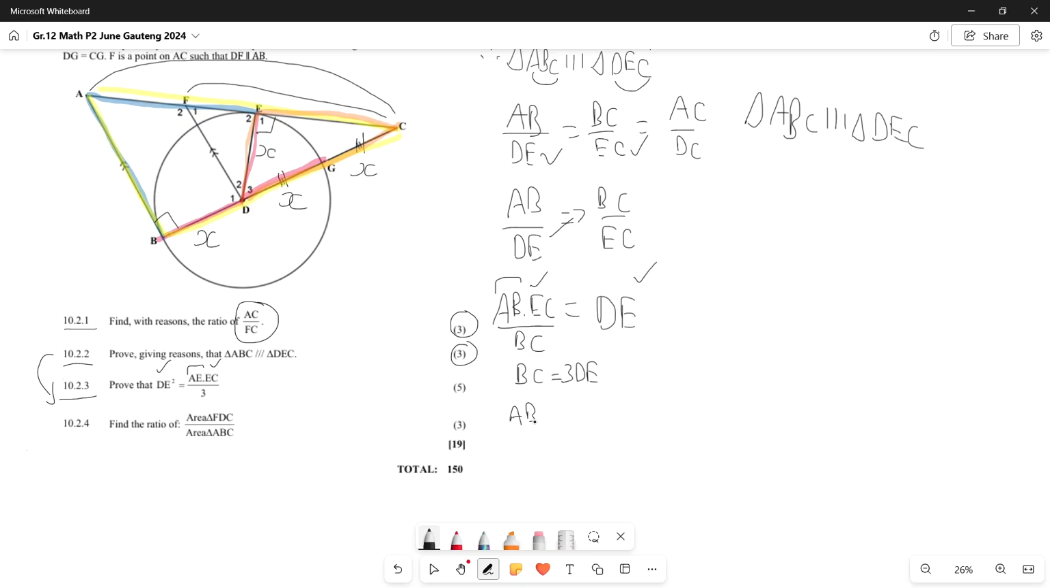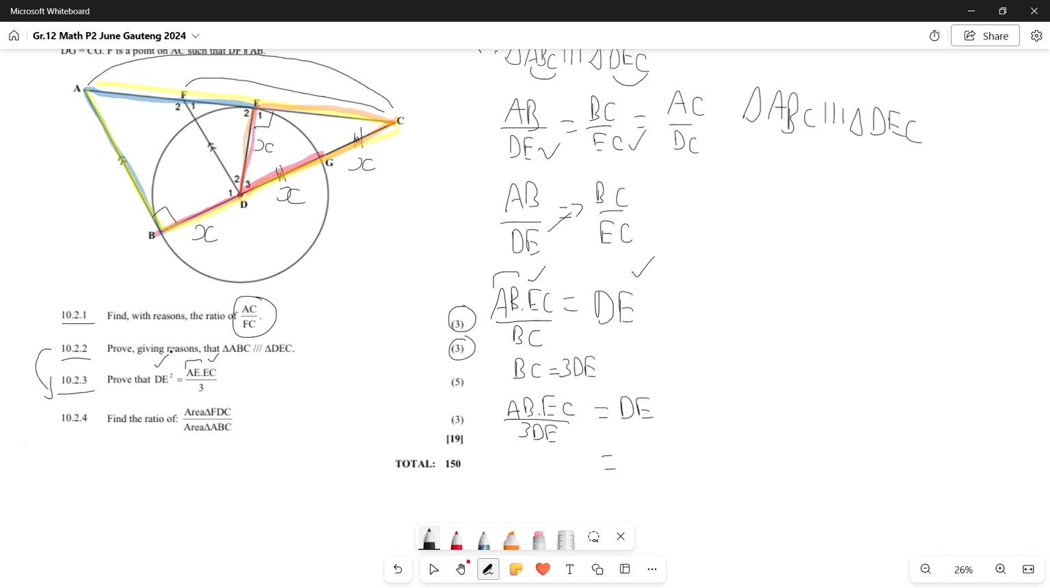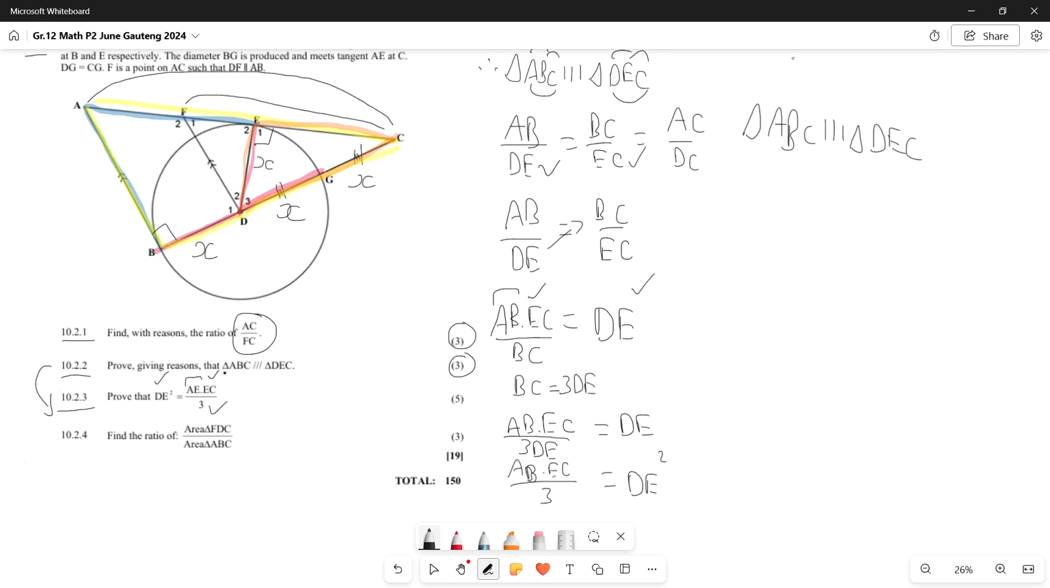So it means we have AB multiplied by EC over 3DE. So we have replaced BC over there, and that equals DE. This is great for us because what we can see is that the 3 is over here now, and that is what we want. And then we can just cross multiply DE up to join DE over here. And then we can have DE squared, which means we have AB multiplied by EC over 3. We have the 3 over here. We have EC. We just need to swap out AB and make it AE. We just have to see why that is true.